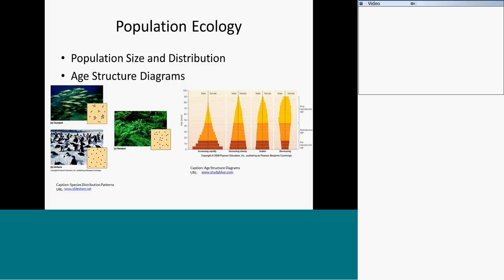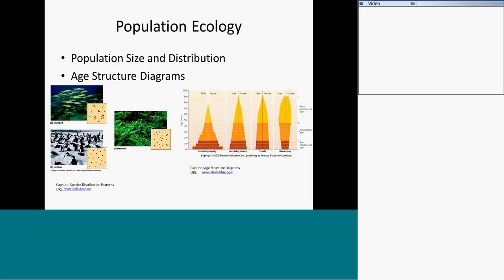Then we have demographers, right? People that study human populations specifically. And there are these age structure diagrams on the right here. Diagrams can be useful in predicting future population growth or decline. We call it growth or decline, a lot of times that's related to births and deaths or immigration, but you'll want to be able to interpret these, right?